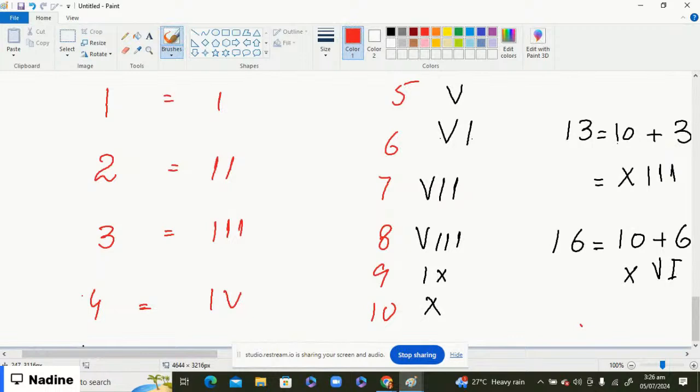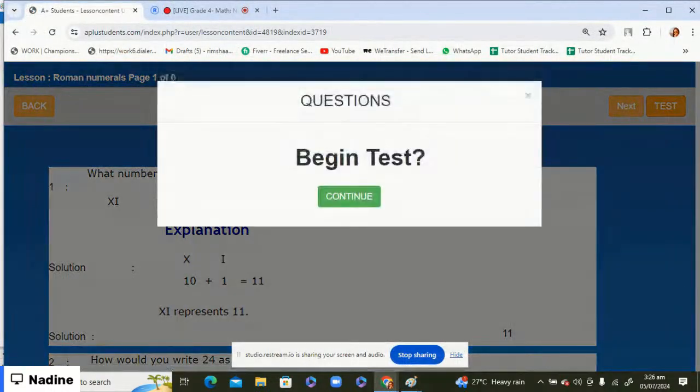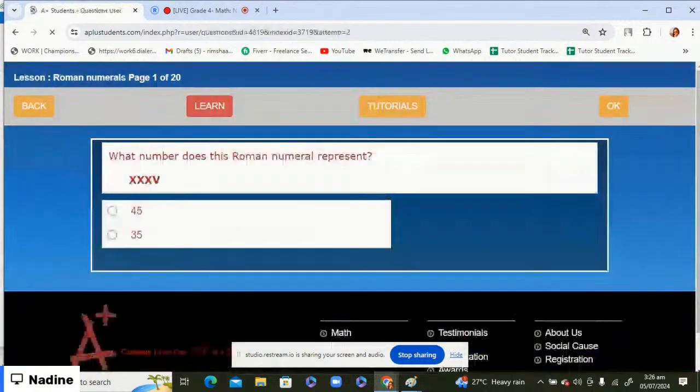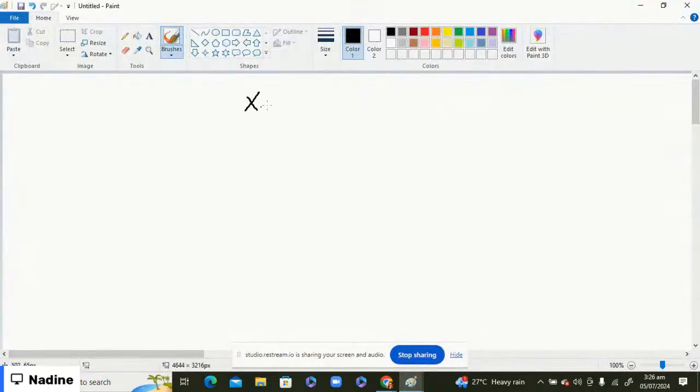Okay, now let's do the test part. Now you guys tell me, what number does this Roman numeral represent? What number? It's X, X, X, and V. Let's write it here. It's XXXV.